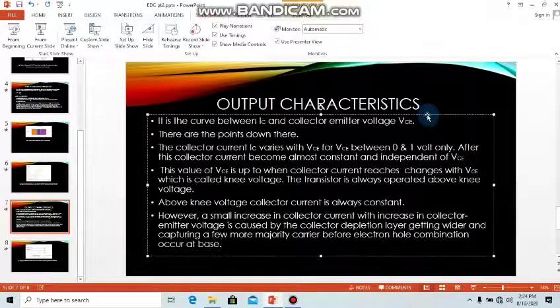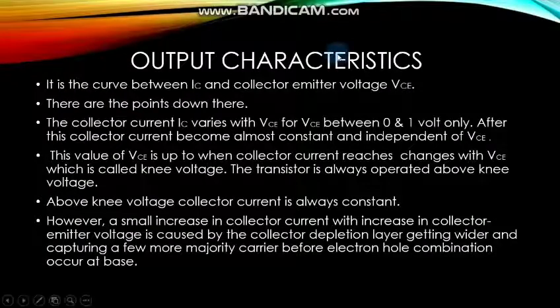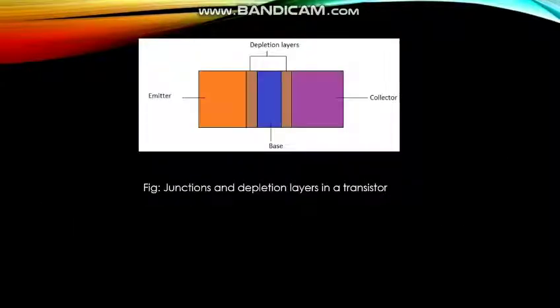So this is the point for you. Okay, however, a small increase in collector current with increasing collector emitter voltage, that is VCE, is caused by the collector depletion layer getting wider and capturing a few more majority carriers before the electron-hole combination occurs at base. So I've got this figure one more time, and you can see the depletion layer in the collector, right? So this gets widened. A large value of VCE results in a large reverse bias at the collector base junction.